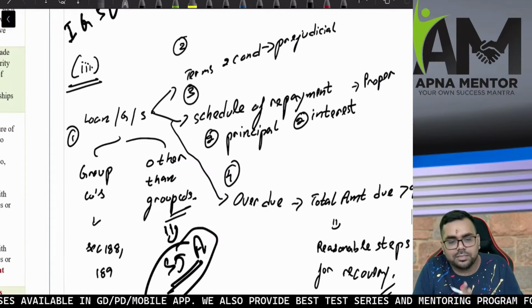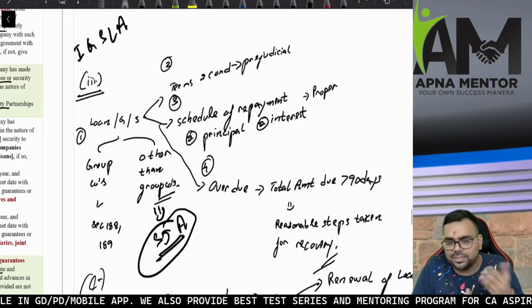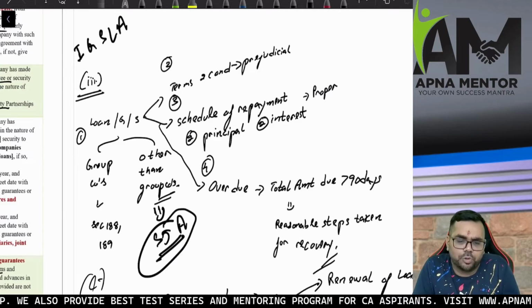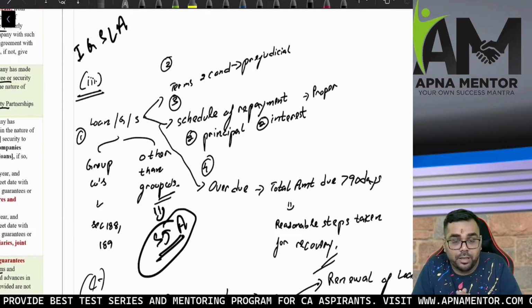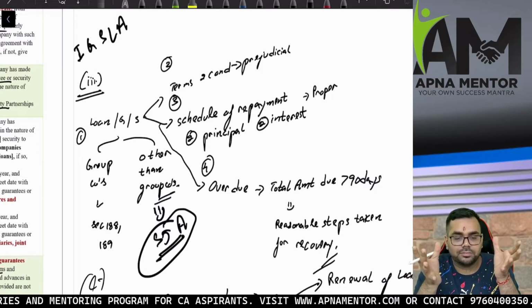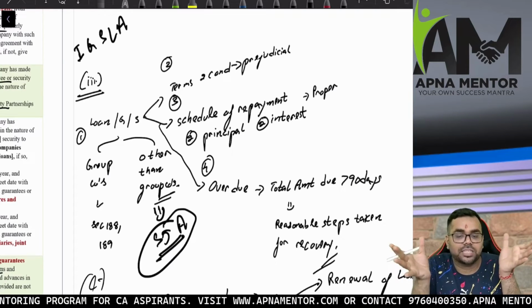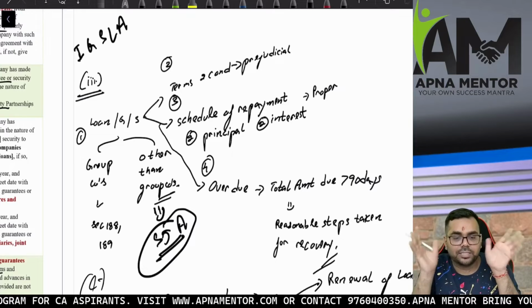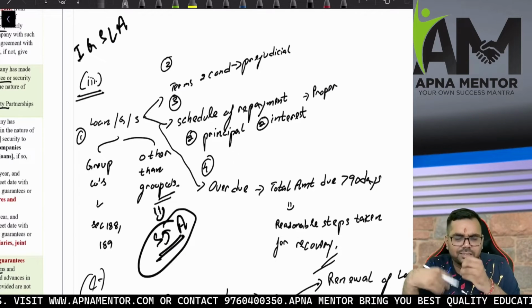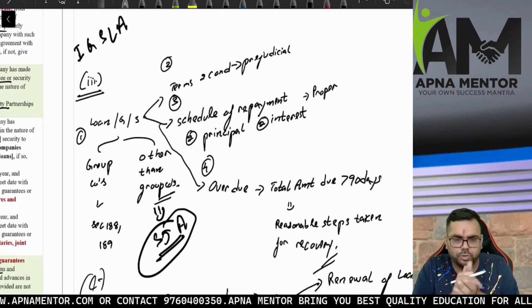Now these loans, securities, advances, anything can be given to group companies, that is the related parties, as well as other than group companies. Both are possible. Now when we talk about group companies, basically what I call is group companies SJA, subsidiary, joint venture, associates. So basically IGSLA is with regard to group companies or other than group companies, right?